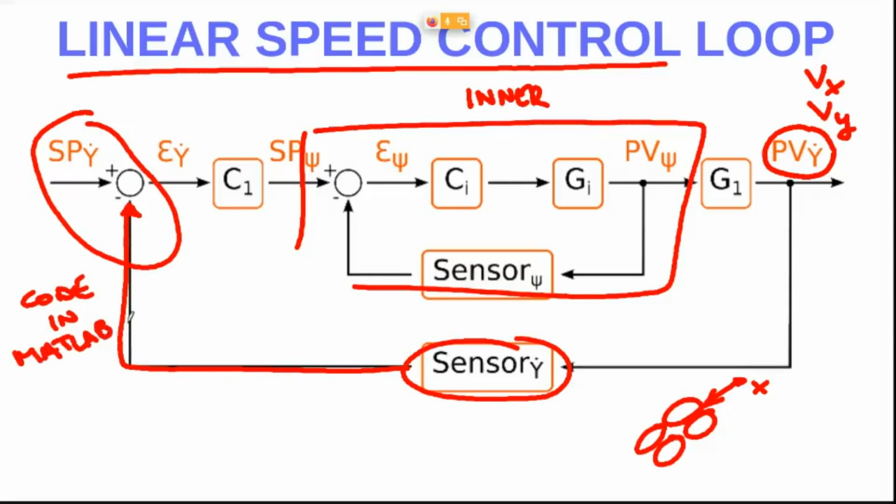I don't want to mislead you. All of this is a block diagram. This is a formal representation of our problem. But at the end, this comparison is code in MATLAB. This PID control law is code in MATLAB. So these are code lines in our software.